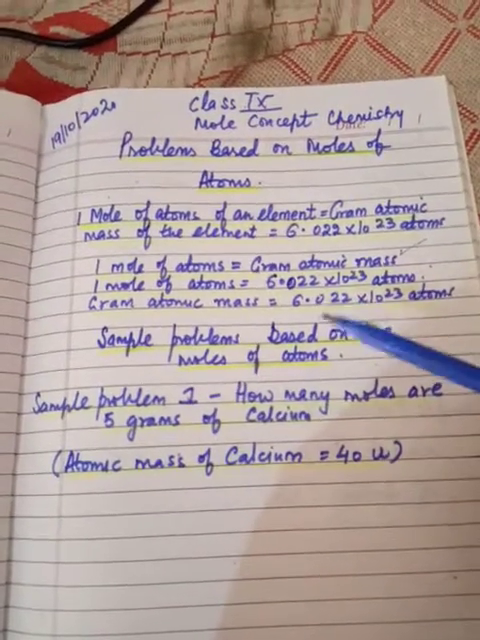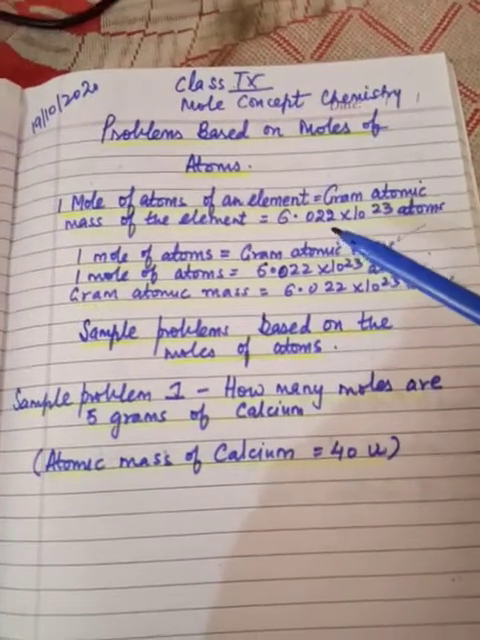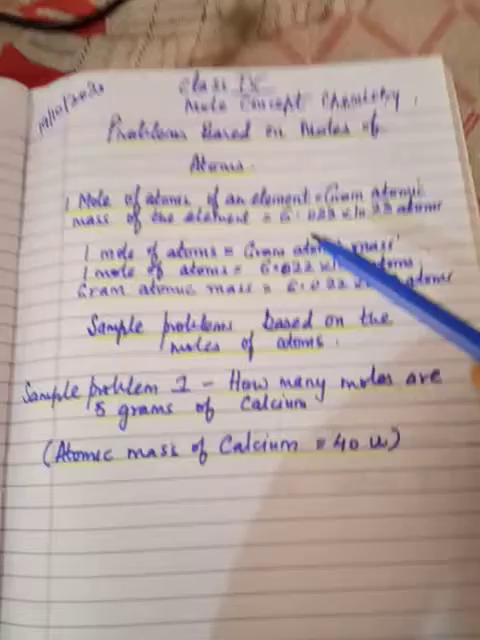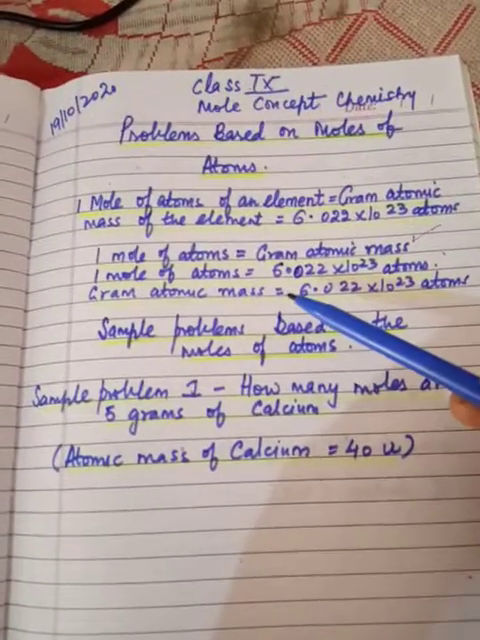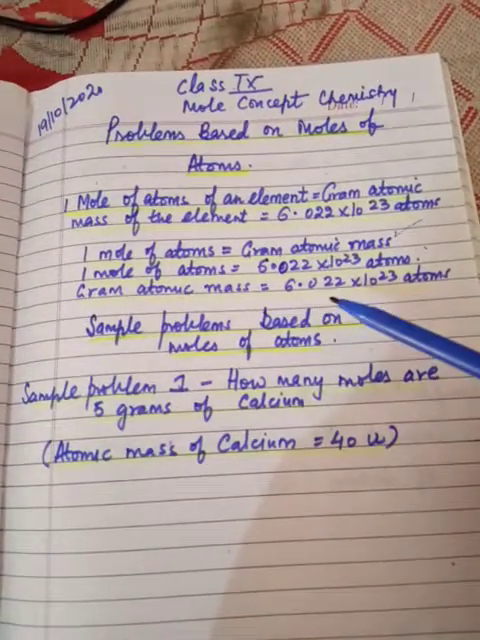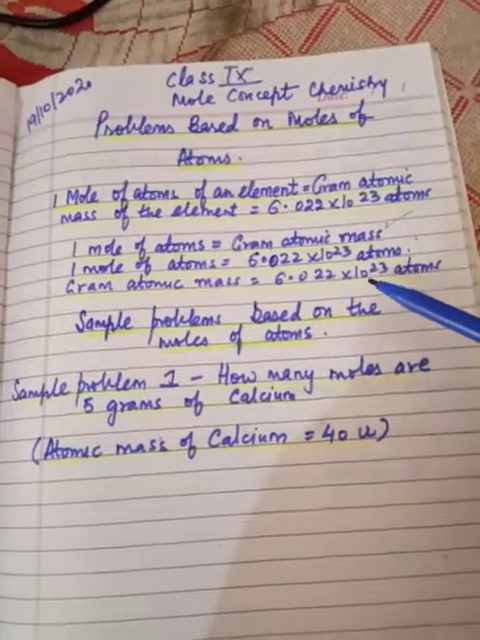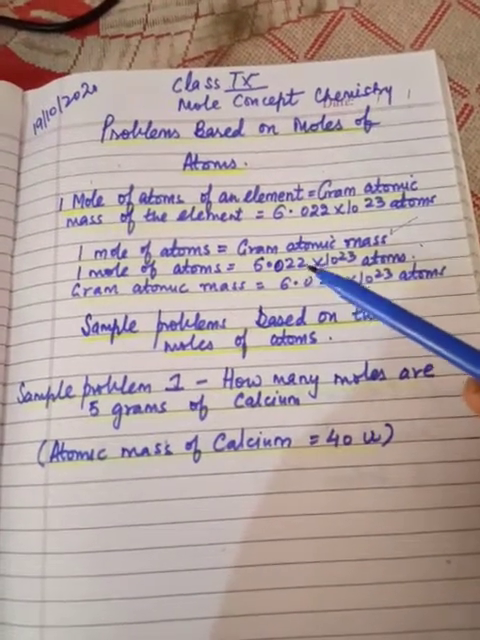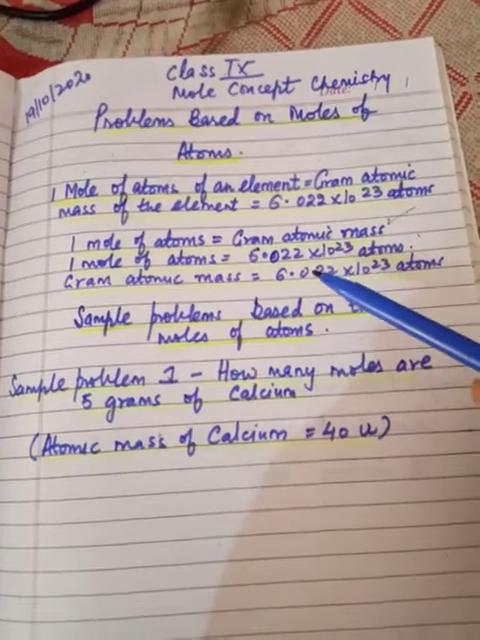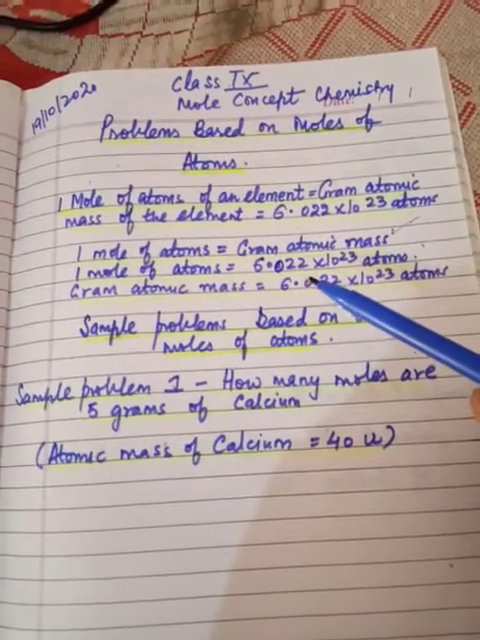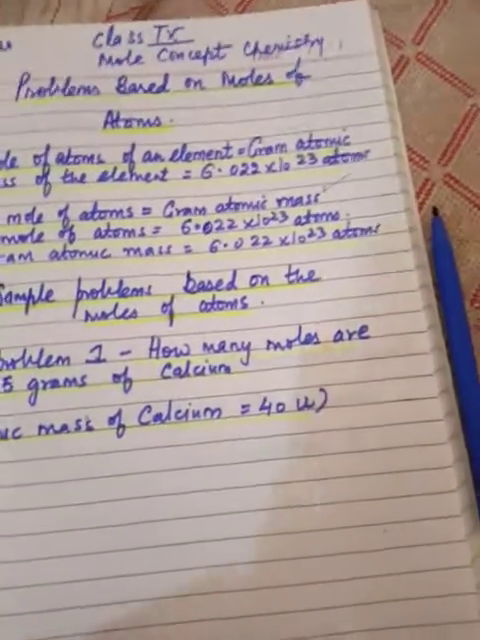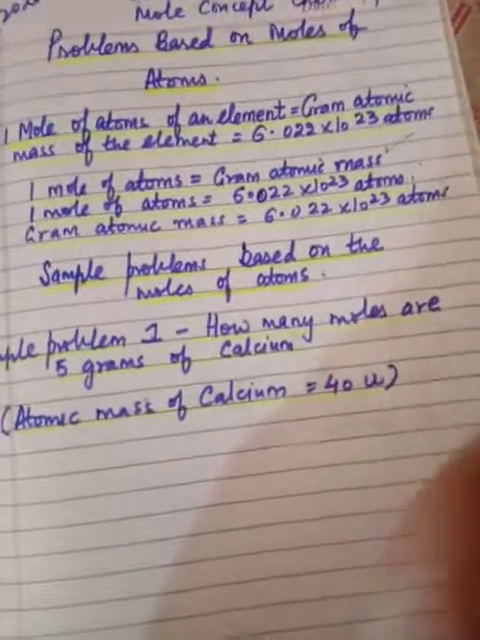By using the relation, we can convert the moles of atoms into number of atoms and number of atoms into moles of atoms. The third relation, that is gram atomic mass is equal to 6.022 into 10 to the power 23 atoms, is used to find the number of atoms in a given mass of an element, and also we can calculate the mass of a given number of atoms. So let us understand some sample problems based on the moles of atoms.